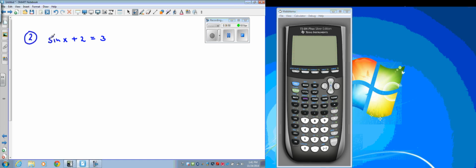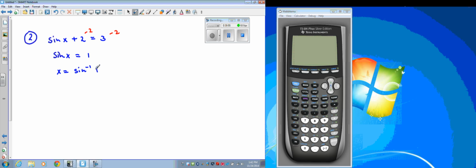Now, this is a linear equation in sine x, and what you would do is get the sine x by itself on one side. So I'm going to subtract the 2 from both sides, and then I get sine x equals 1. Now x is the sine inverse of 1. What they would have to do is either tell you to get the value that your calculator gives you, or give you a range. If you were to put this in the calculator, what would be the value of x that it would return, in degrees or radians?